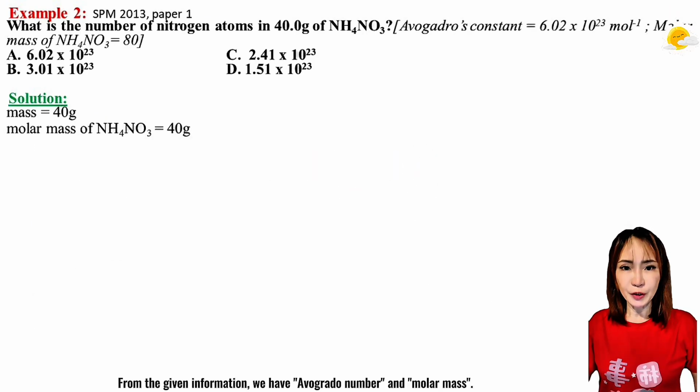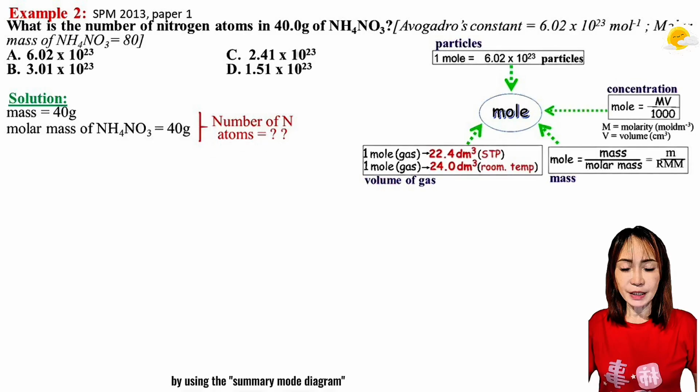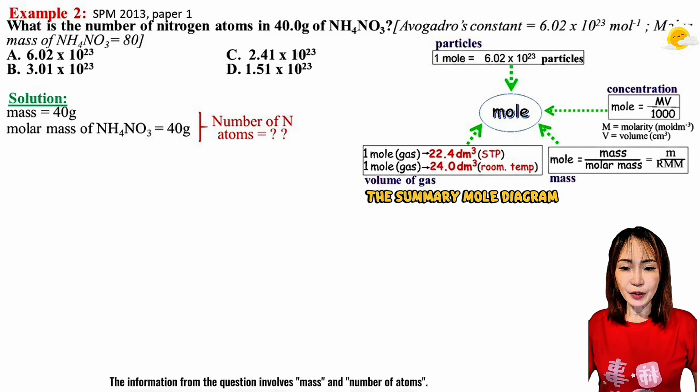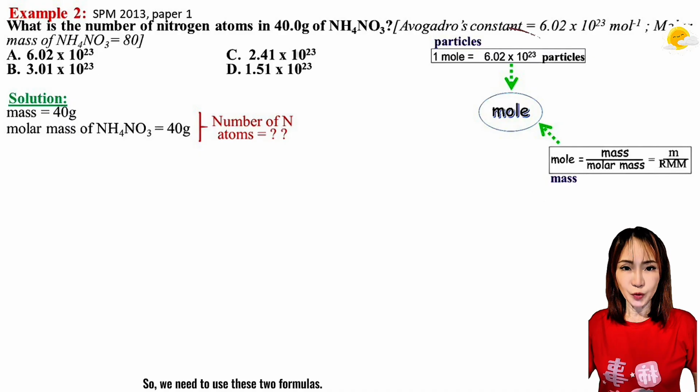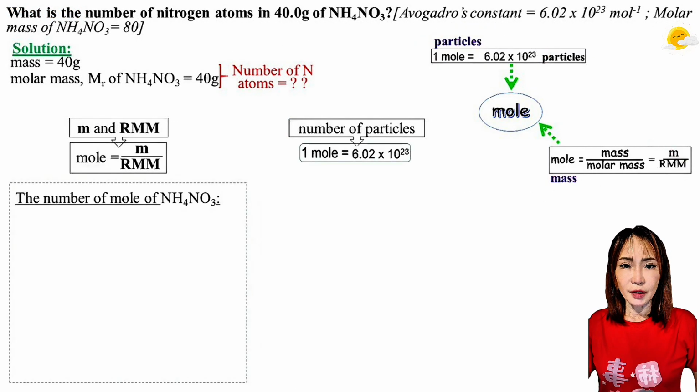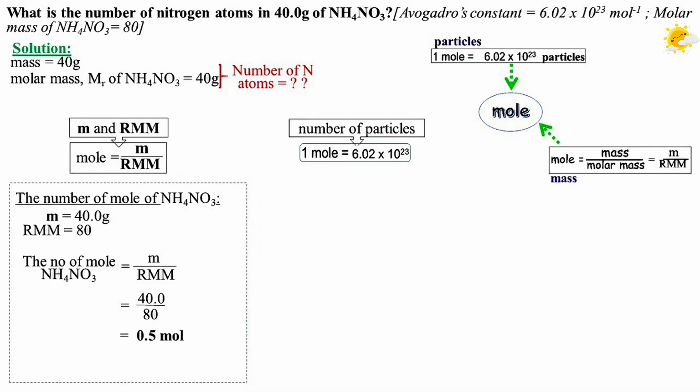From the given information, we have Avogadro number and molar mass. Then we need to look for the number of nitrogen atoms in the compound by using the summary mole diagram. The information from the question involves mass and number of atoms. So, we need to use these 2 formulas. Use the mass mole formula to determine the number of mole of the compound.